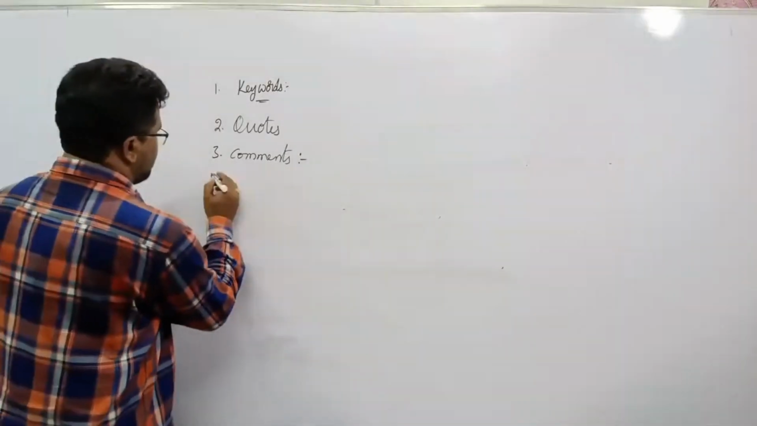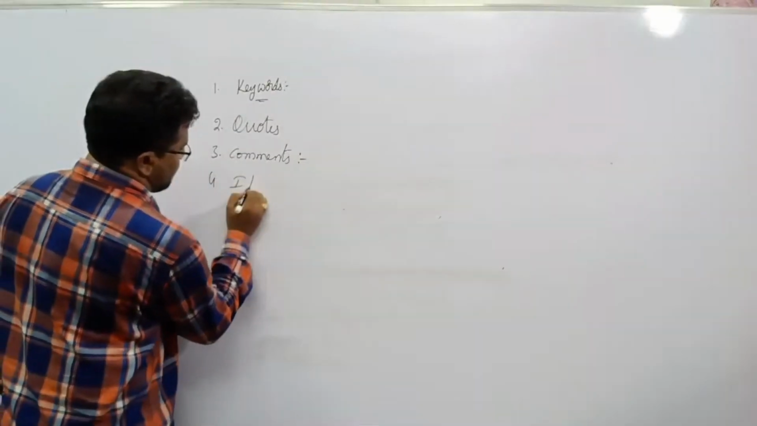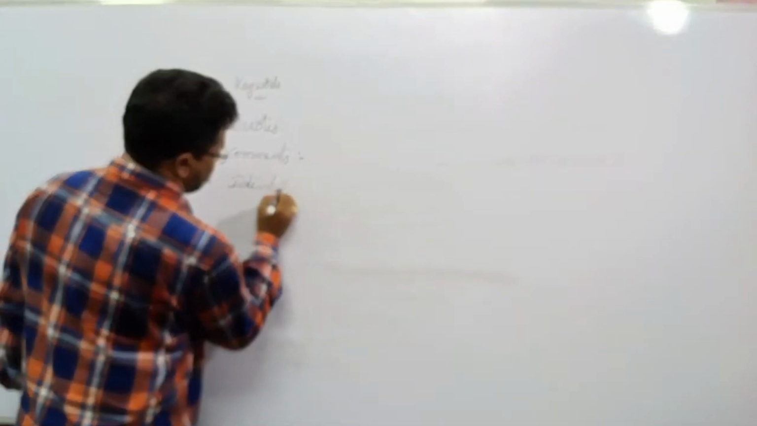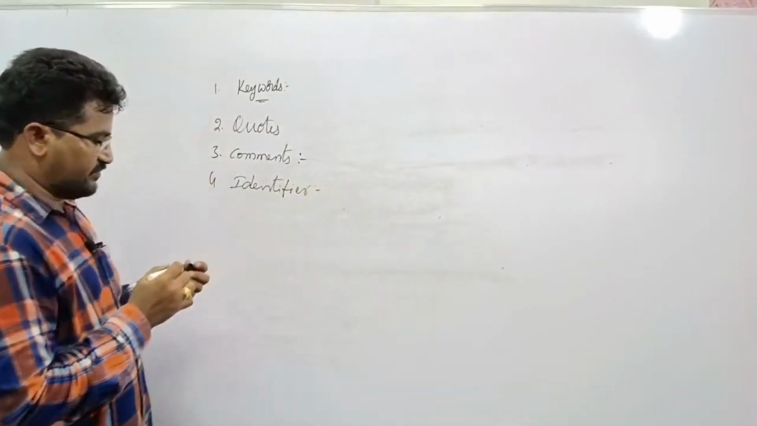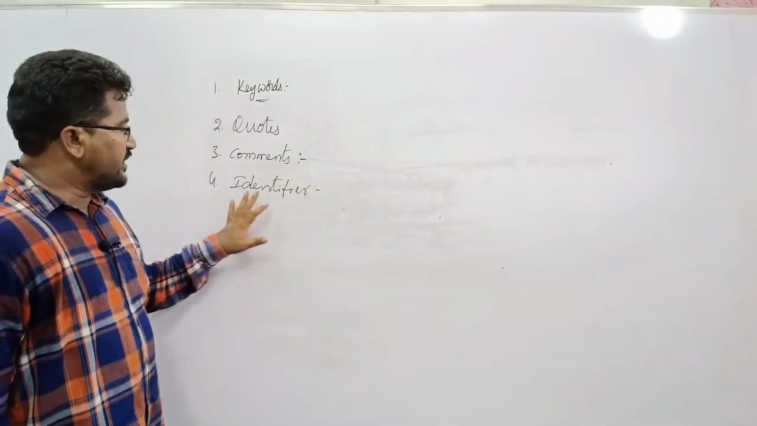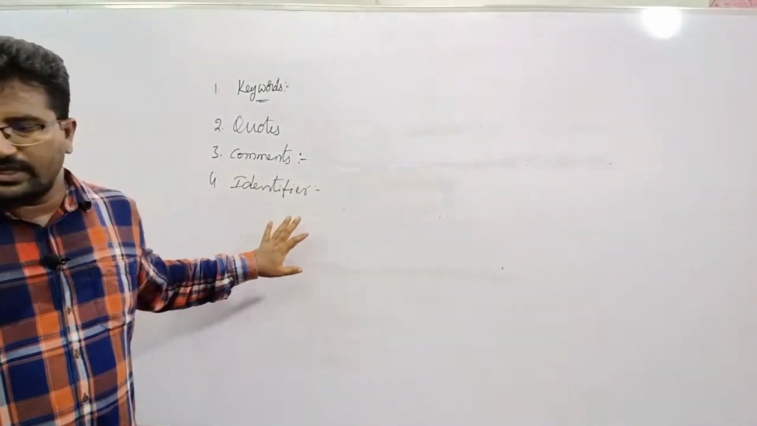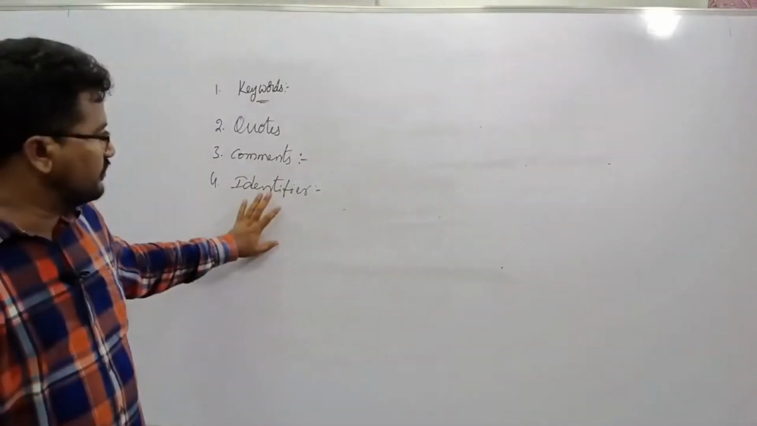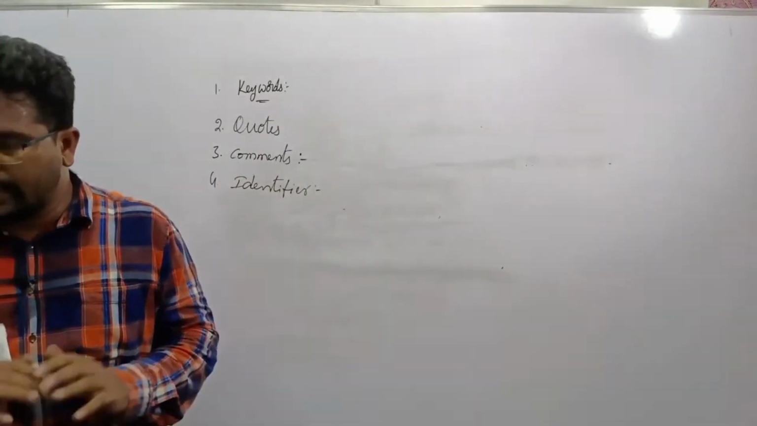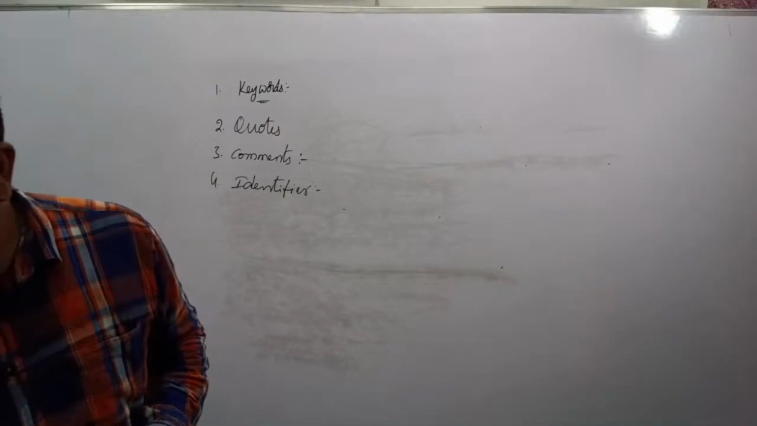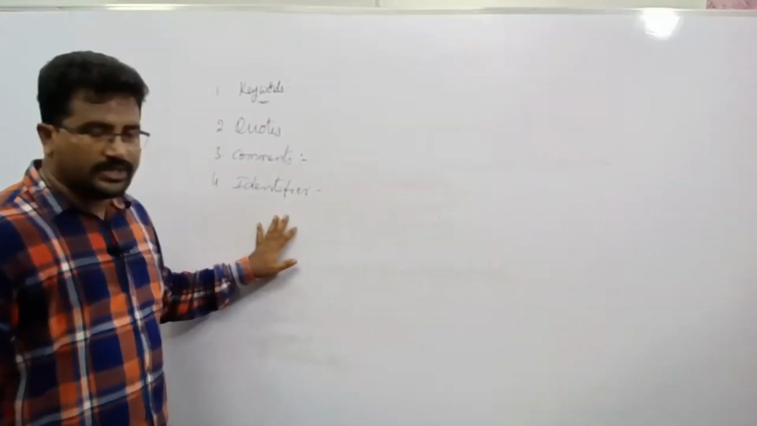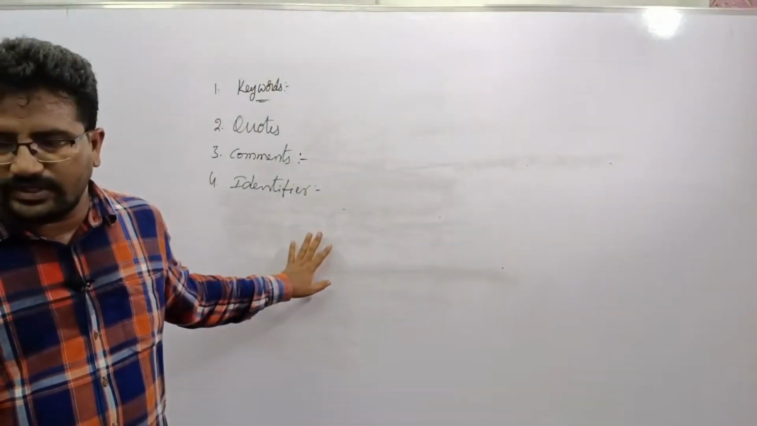Right? So the fourth one is identifier, guys. Identifier, right? So what is identifier? Generally, we use this word identifier, identify, identification, right? So what does it mean? What is the meaning of identify?